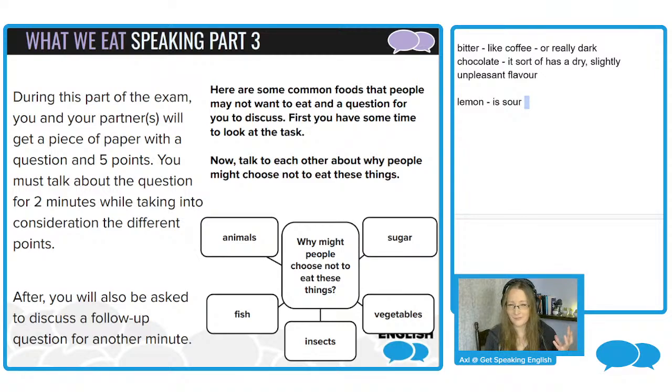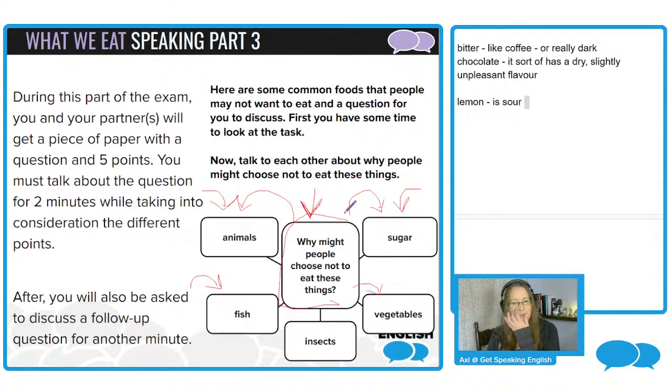So during the speaking paper, there will be another candidate in the room, possibly two. And during this part in particular, you're going to have a conversation with the other candidates. Typically what happens is you will get a sheet of paper. There will be some sort of question in the middle, and then there will be 5 points surrounding it. The idea is that you're supposed to have a conversation with your partner. You're supposed to discuss the question while basically discussing these points in relation to the question.